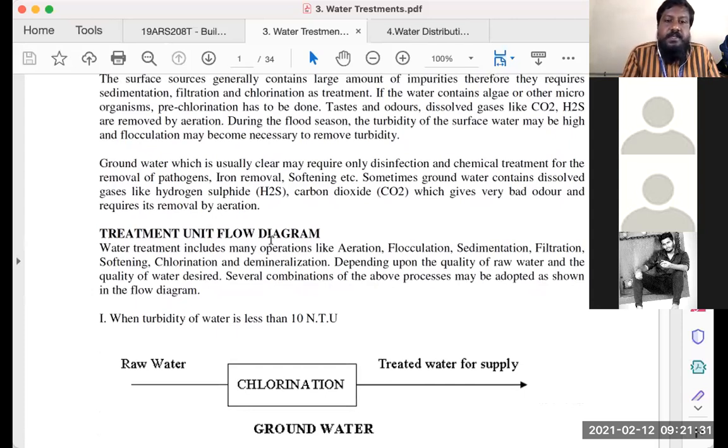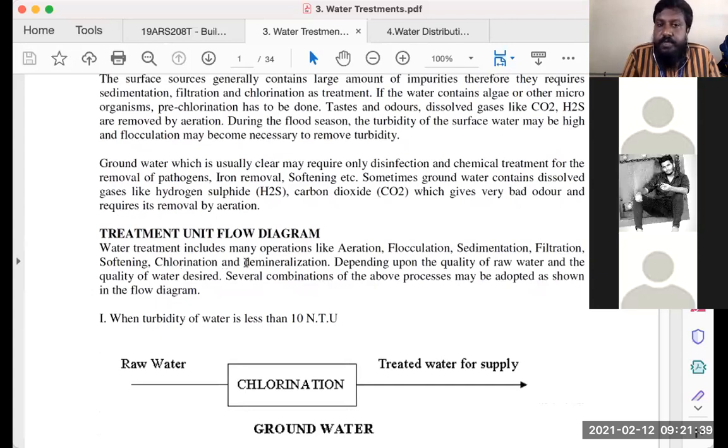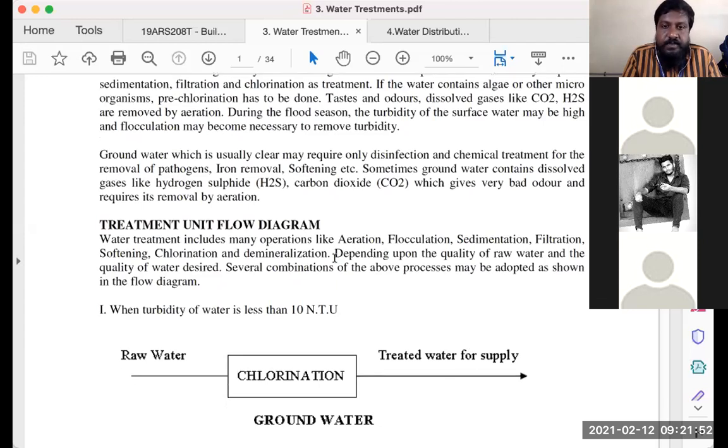So there are various water treatment methods, which are aeration, flocculation, sedimentation, filtration, softening, chlorination, and demineralization. Each of it has a separate function to carry out. I'll tell you what each of them would do.